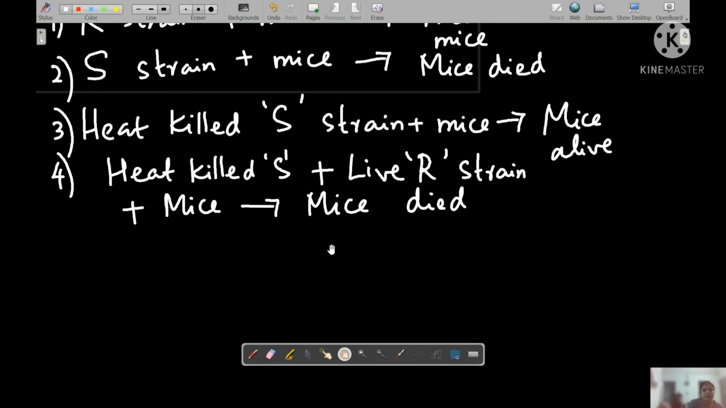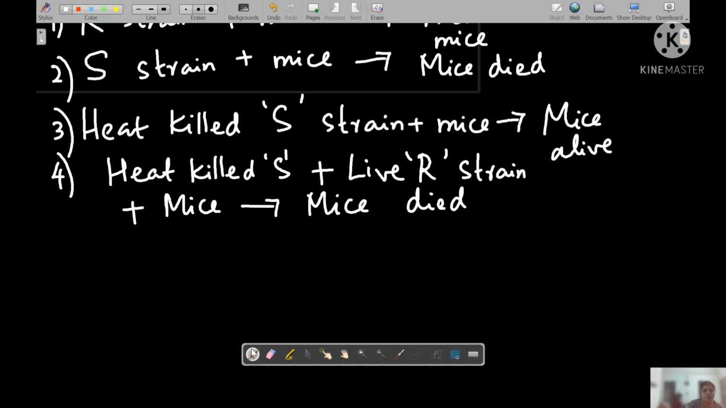What happened is that there was some factor present inside the heat-killed S strain. That factor did not die even after the heat. And from the heat-killed S strain, that factor migrated to the body of live R strain, transforming the R strain into S. So R strain, which was harmless, became harmful. It got converted to S strain, and so when it was injected to mice, the mice died.